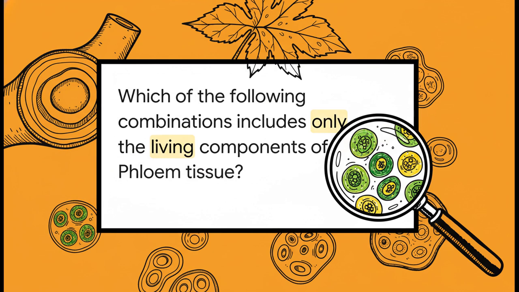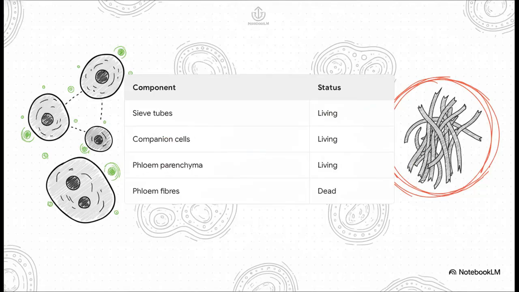This is a classic classification question. It's testing if you can remember the different cell types and what they do. So to get this right, you first have to know what phloem is even made of. It basically has 4 main parts. You've got sieve tubes, companion cells, and phloem parenchyma. And as you can see, all 3 of these are living. But then there's the 4th one, phloem fibers, and that's the odd one out. It's the only part that's dead.